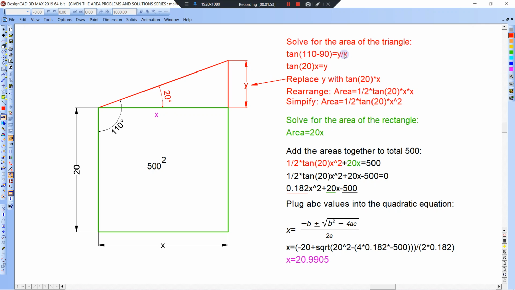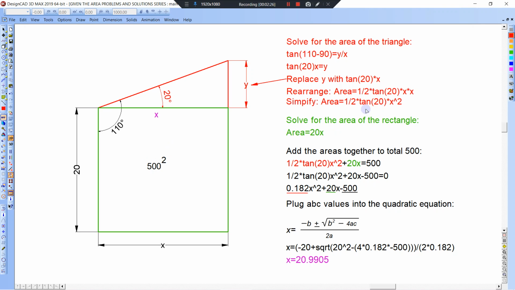We're going to solve for y, so x goes to the top. Tangent of 20 times x is equal to y. So we replace y with the tangent of 20 times x. Then we rearrange it a little bit to get the area of this. We end up with 1/2 times tangent of 20x times x will be the area of that triangle. So there is the first bit of our problem. The area of this one is 1/2 of tangent of 20 times x squared.